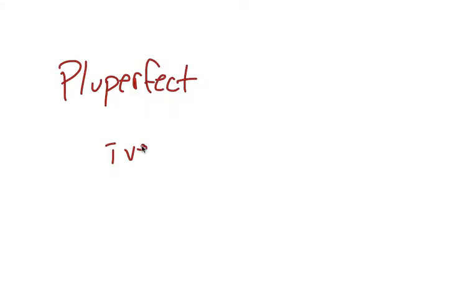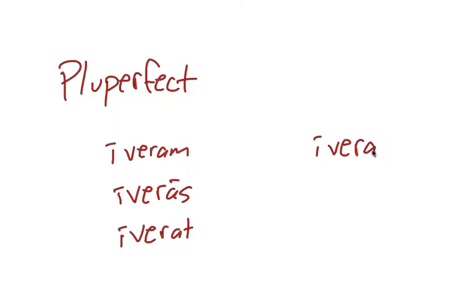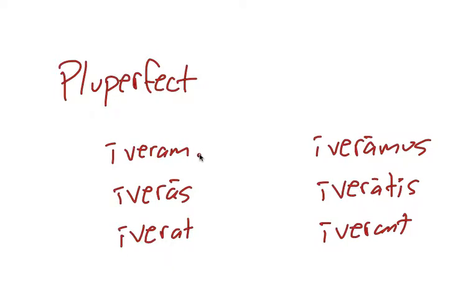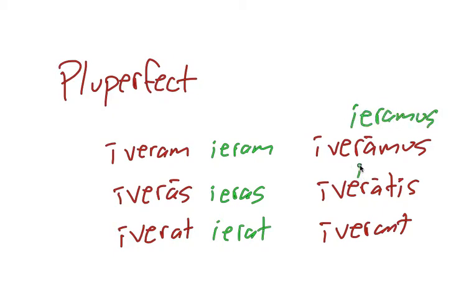Okay, and I'll do those real quick. So pluperfect, okay, would be iveram, iveras, iverat, iveramus, iveratis, and iverant. Okay, and of course you could use the alternate and say ieram, ieras, ierat, ieramus, ieratis, and ierant.